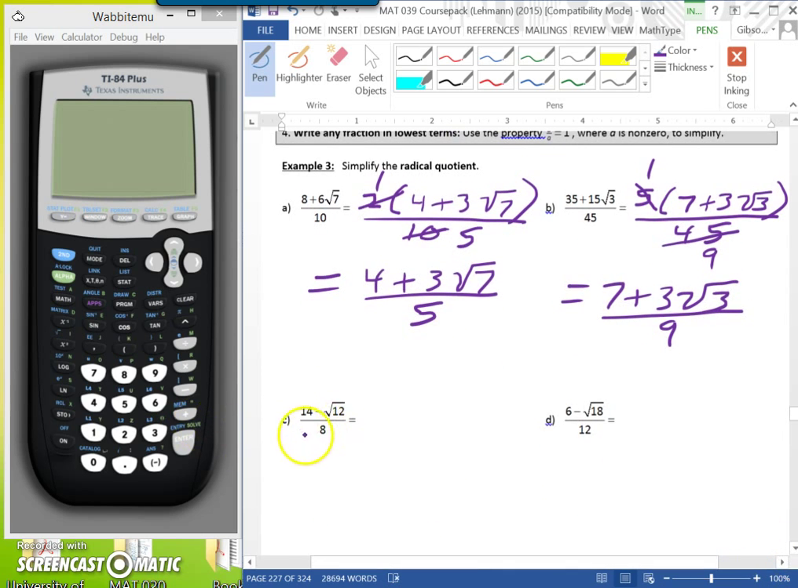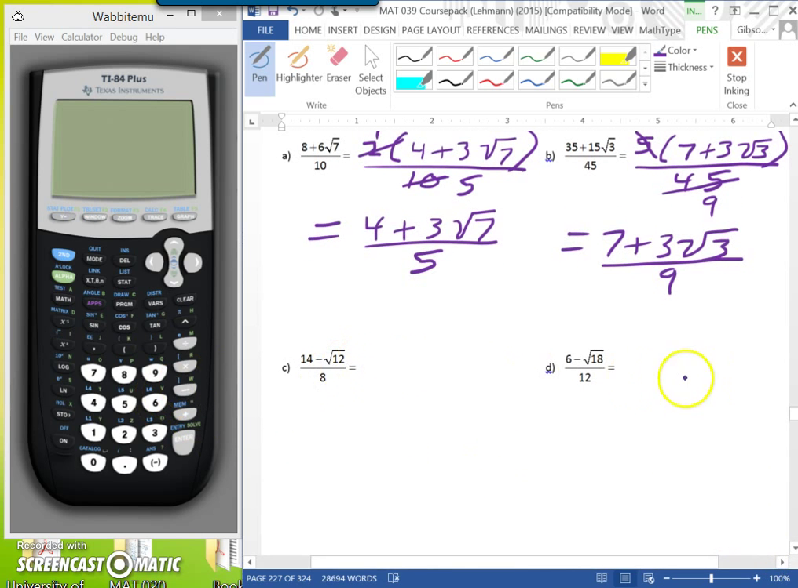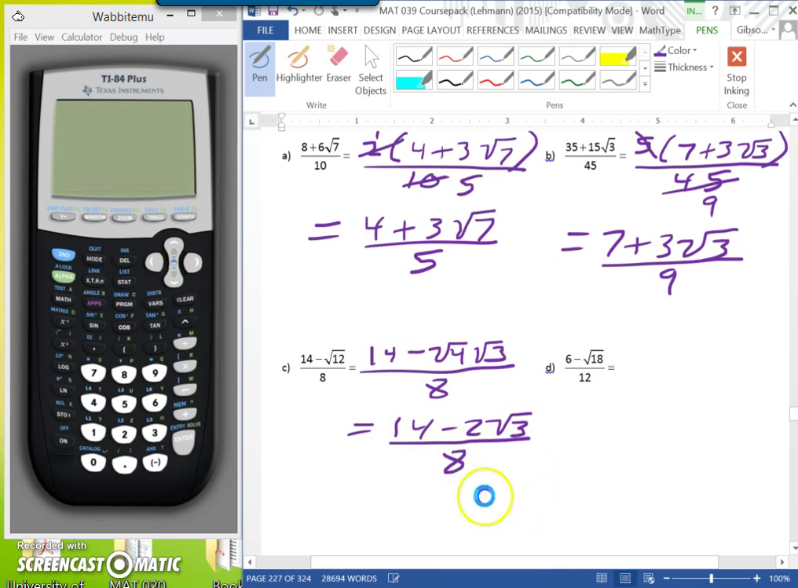Now we scroll down here to C. If you look at C and D, both of their radicals have a perfect square in them. So we have to take out the perfect square first before we can do any factoring. So we have 14 minus, the perfect square in 12 we know is 4, so it'll be the square root of 4 times the square root of 3, all over 8. So we have 14 minus the square root of 4, which is 2, times the square root of 3, over 8.